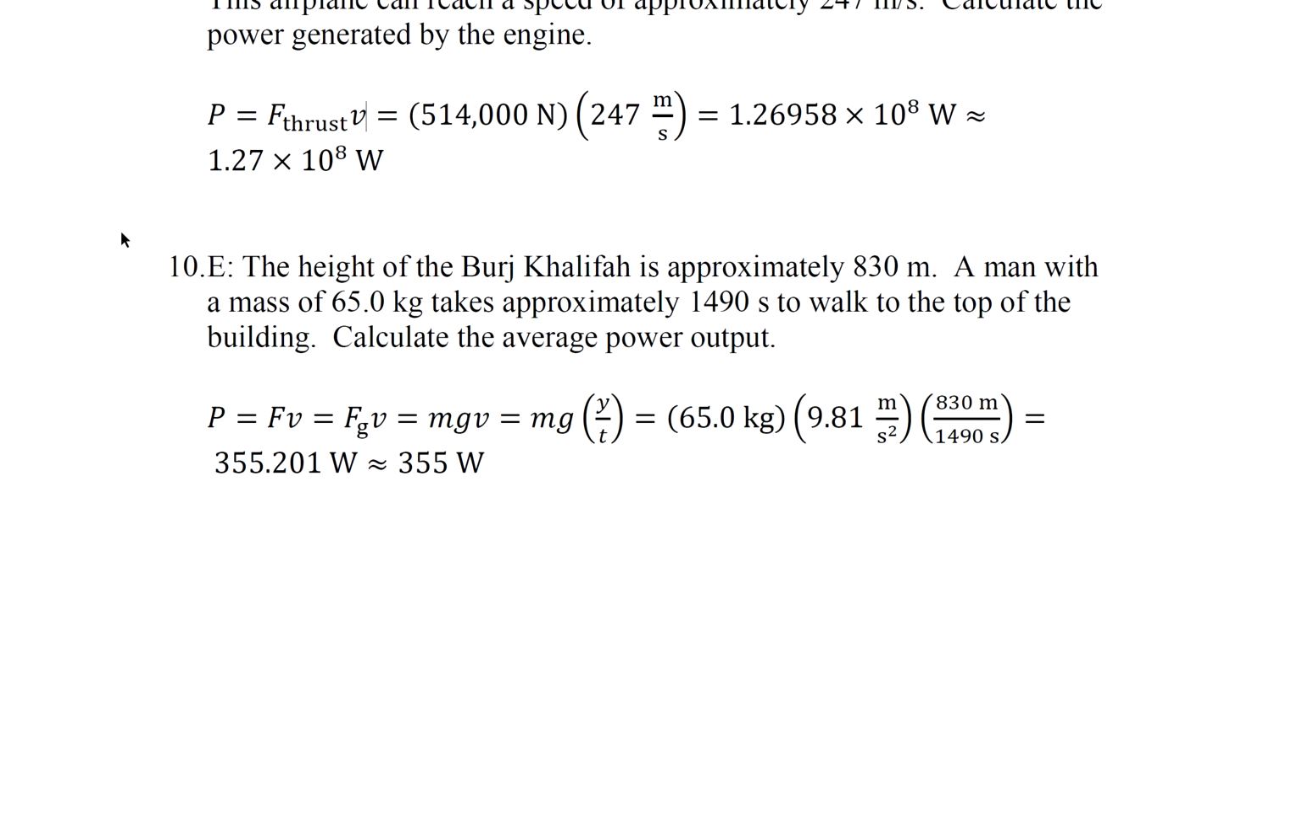Question 10. The height of the Burj Khalifa is approximately 830 meters. A man with a mass of 65 kilograms takes approximately 1,490 seconds to walk to the top of the building. Calculate the average power output. So that's going to be force of gravity, because we're going up, times the speed. They didn't give us the speed, but we know delta y over delta t. 830 meters divided by 1490 seconds.